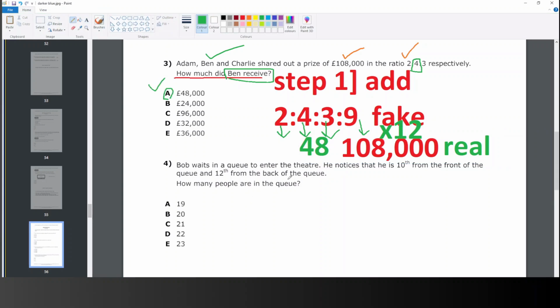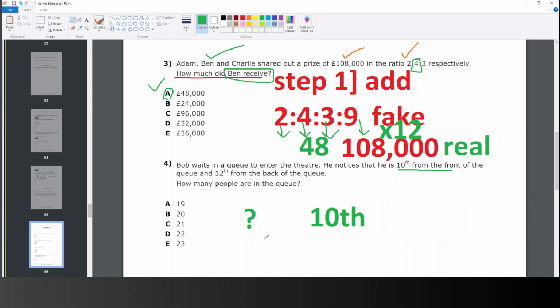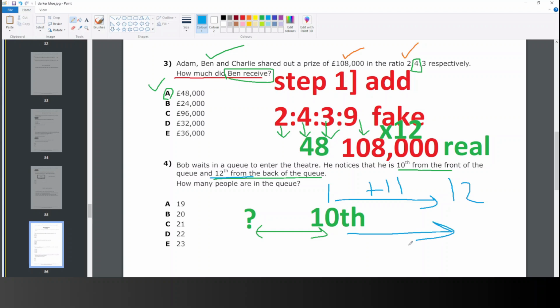Question 4. Bob waits in a queue to enter the theatre. Underline the important info. He is 10th from the front. Draw it. He's 10th. Someone else is at the front. How many people so far in the line? 10, of course. And 12 from the back. Very interesting, this bit. We're saying there are 12 people going this way. So really, if we consider going backwards, he's the first person in a new queue. 12 is here. We're just considering people in a queue. 1 plus 11 equals 12. Do the same thing here. 10 plus 11 equals 21.